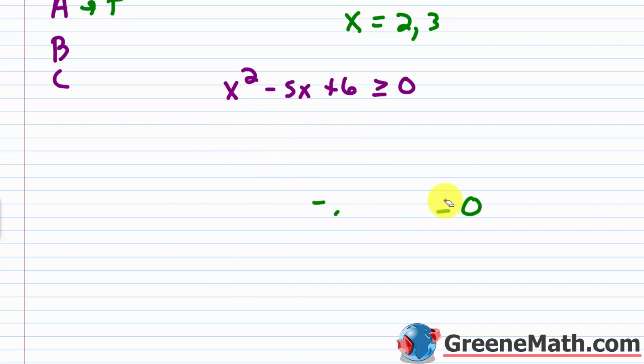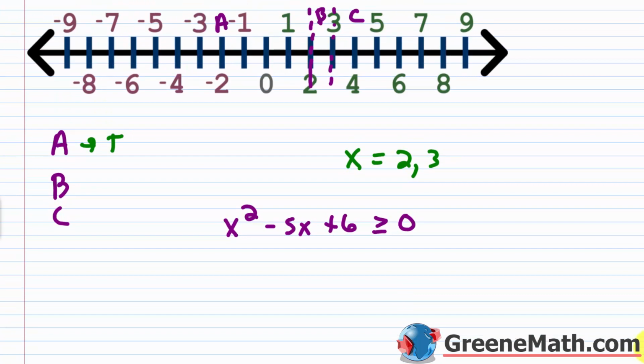We're going to say things in interval B don't work. Okay, so let's go back up. And so we'll say things in interval B, again, between 2 and 3, those don't work. So that's going to be false.